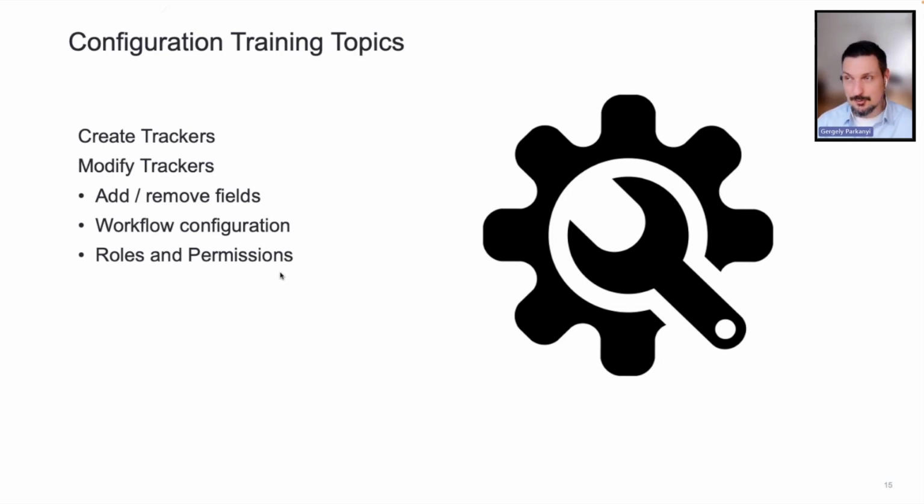Maybe an approved customer requirement has a different configuration than an in-progress system requirement. So the roles and permissions, who sees what, who can do what, will vary from tracker to tracker, field to field, and even workflow states. It's a lot of configuration. So it's good to have someone knowledgeable on site who can absolutely handle this.